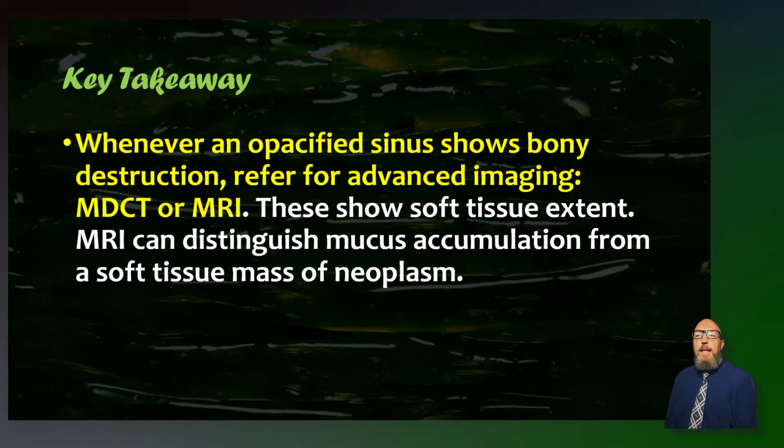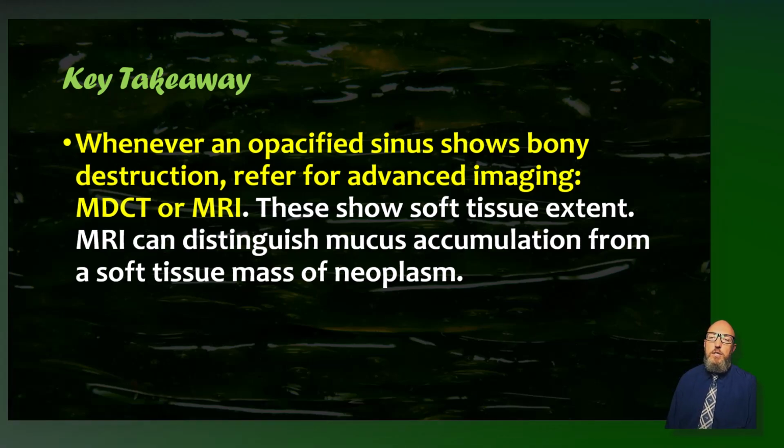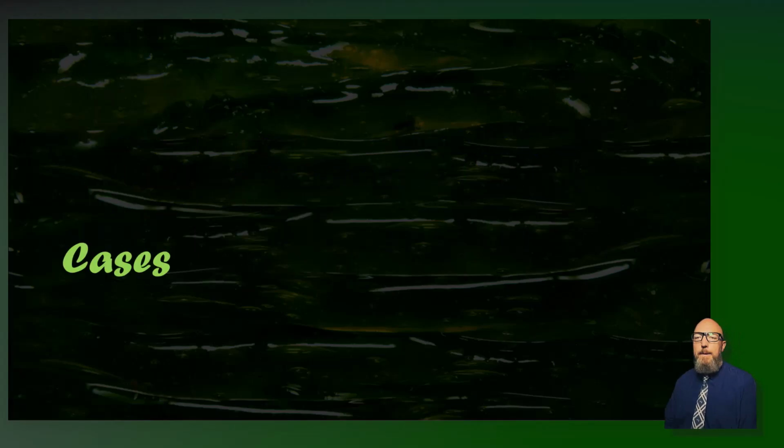So this is the key slide to remember from the entire lecture. Whenever you have an opacified sinus, look for bony destruction. If you see bony destruction, refer it immediately. Advanced imaging, MDCT, MRI, these demonstrate the soft tissue extent better than a CBCT. And MRI in particular can distinguish simple mucus accumulation from a true soft tissue neoplastic mass. Opacification alone is common and usually benign, but opacification with bony destruction is the finding that demands that you act. Now let's go over several cases, revisiting those principles.